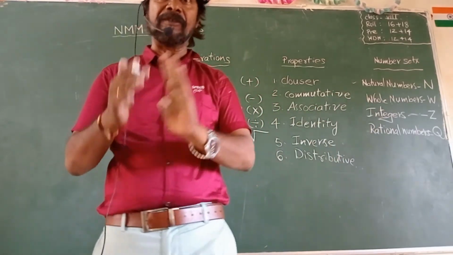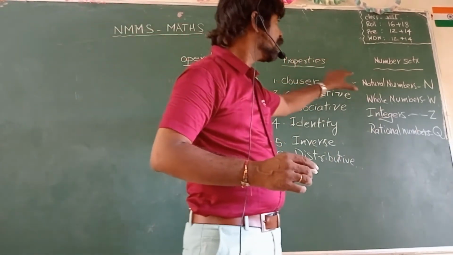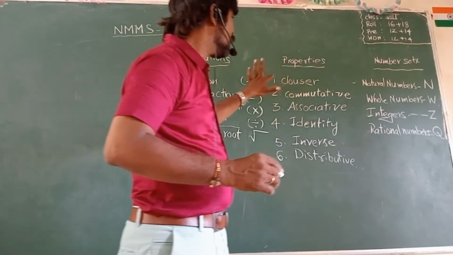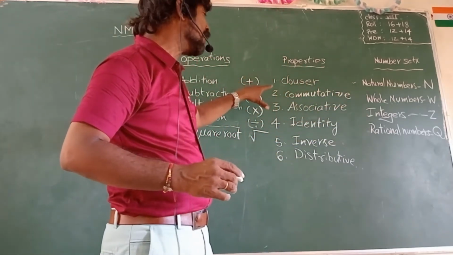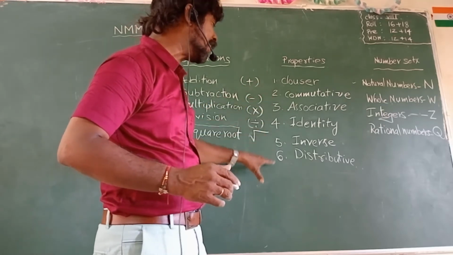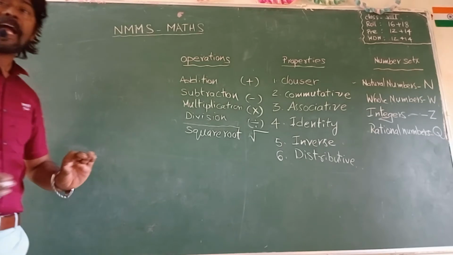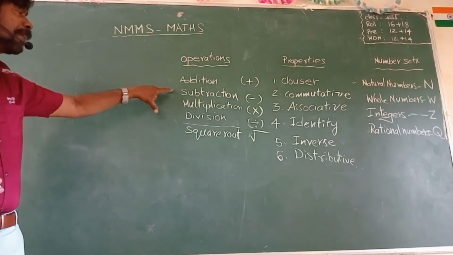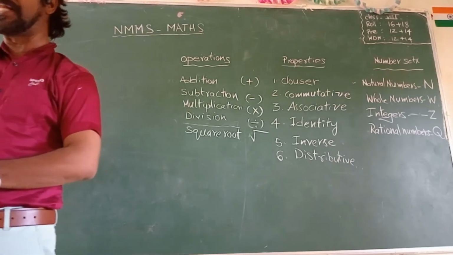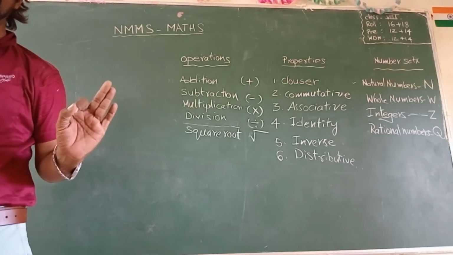Okay, we will see one by one. Natural numbers, whole numbers, integers and rational numbers. Properties: closure property, commutative property, associative property, identity property, inverse property, distributive property. Operations: addition, subtraction, multiplication, division, square root. Okay? Any doubt, please? No, sir.